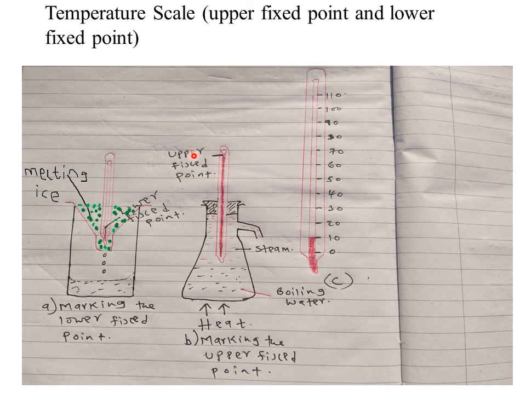After determining the two fixed points, we simply divide the values remaining appropriately. For example, assuming our upper fixed point was 100 and our lower fixed point was 0, you take this length from 100 down to 0, then you divide it appropriately such that each division maybe represents 10 or even 1. So you first determine the lower fixed point, you determine the upper fixed point, then you divide by the number of divisions that you want, then you obtain your scale as shown in this diagram.